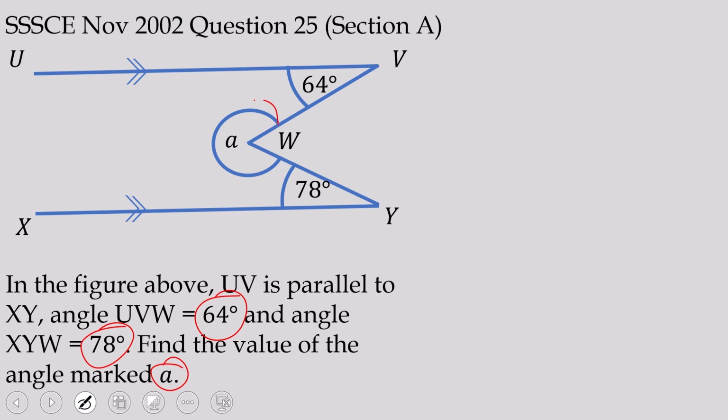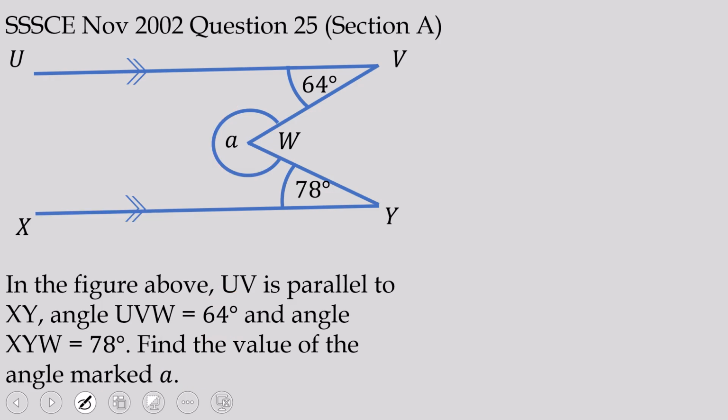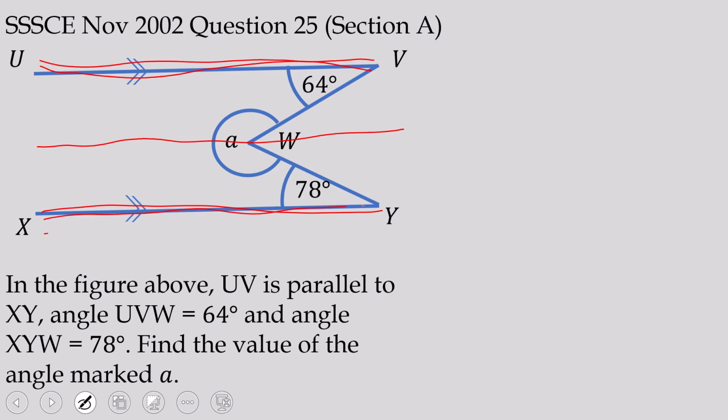So we're looking for this angle over here, the angle that has been marked as A. Now to solve for this, first I'm going to introduce another parallel line. So I introduce another line over here that is also parallel to this and this. I introduce a third line, and that third line should be parallel to these two lines over here, and it passes through this point.